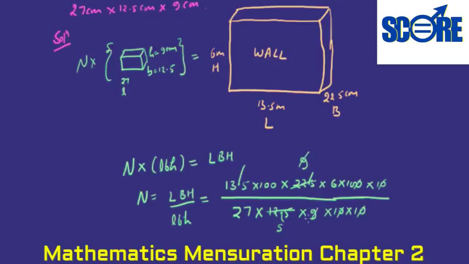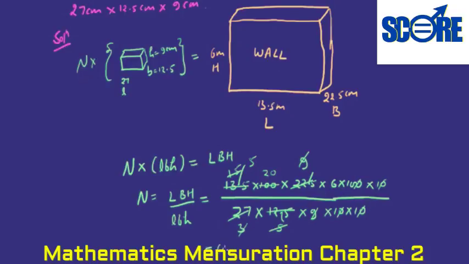9 and 9 get cancelled, and 5 goes into 120 times. Now 135 and 27 get cancelled with 9. 9 times 3 is 27, and 135 cancelled with 9 gives 15, and 15 is cancelled with 3, 5 times. So what is our answer? 5 into 20, that is 100. 100 into 6, that is 600. Now 600 into 10, that is 6000.